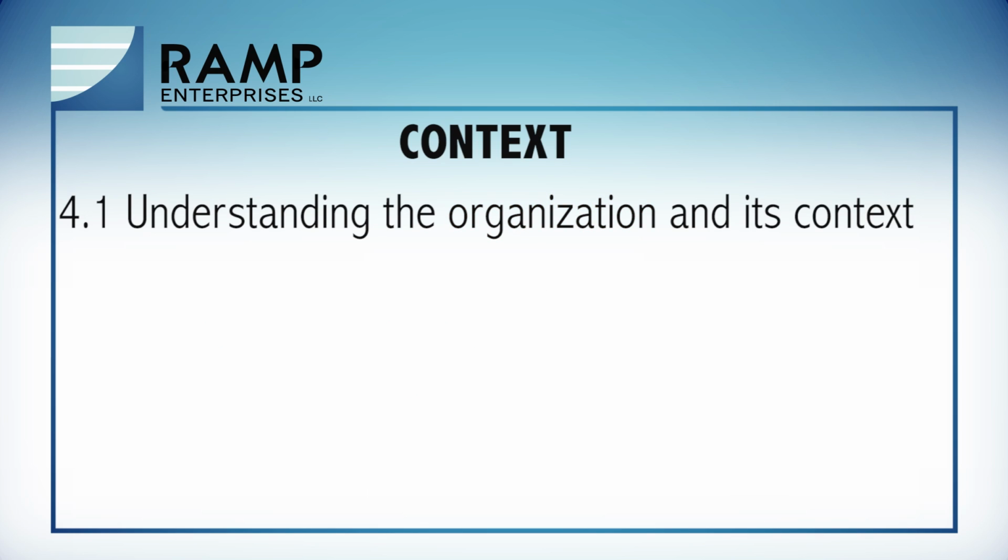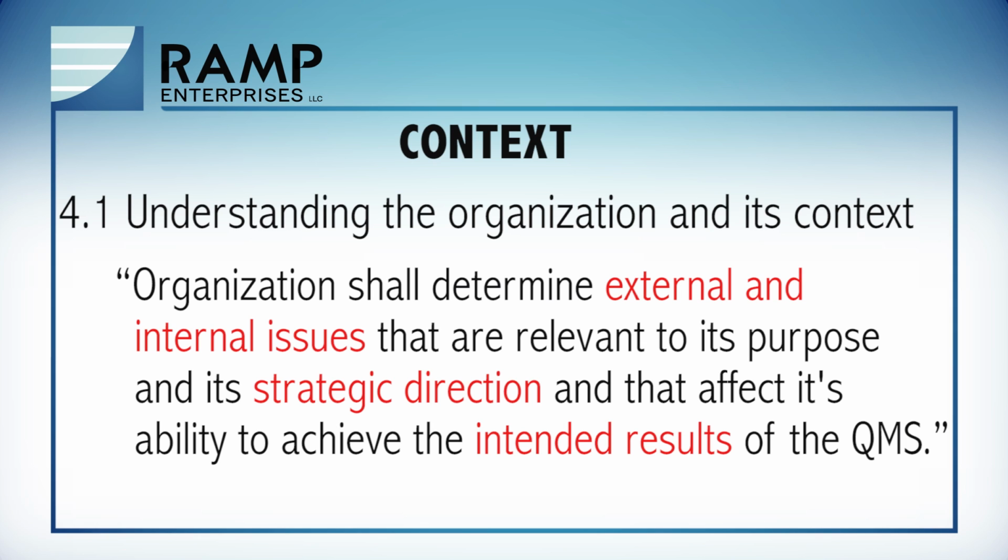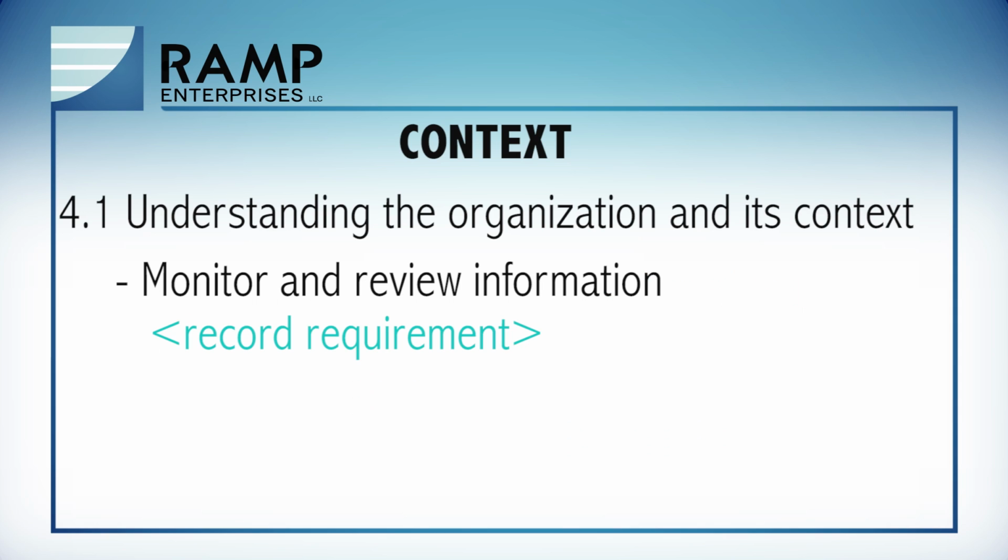Let's break this down now, understanding the organization and its context. The organization shall determine external and internal issues that are relevant to its purpose and its strategic direction and that affect its ability to achieve the intended results of the quality management system. We are required to monitor and review information.